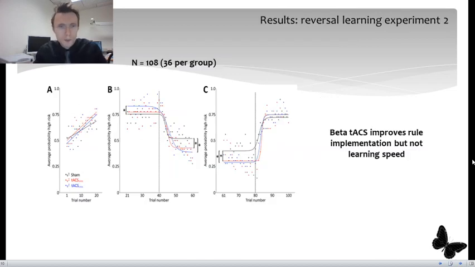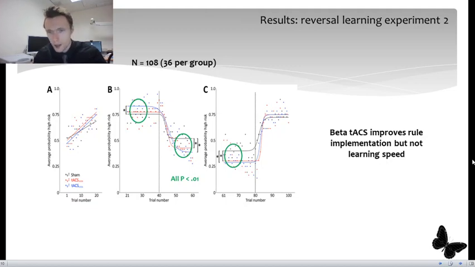So what we found in the three conditions is that reversal learning speed wasn't different between any of the conditions. So active tACS, whether it was the in-phase or the out-of-phase one, didn't produce faster reversal learning than in the sham condition. However, what we did see is that people who received active tACS implemented the rule better, particularly the rule of taking low risk in the low risk block. And also what you can see is that there's no real big difference between the two tACS conditions.